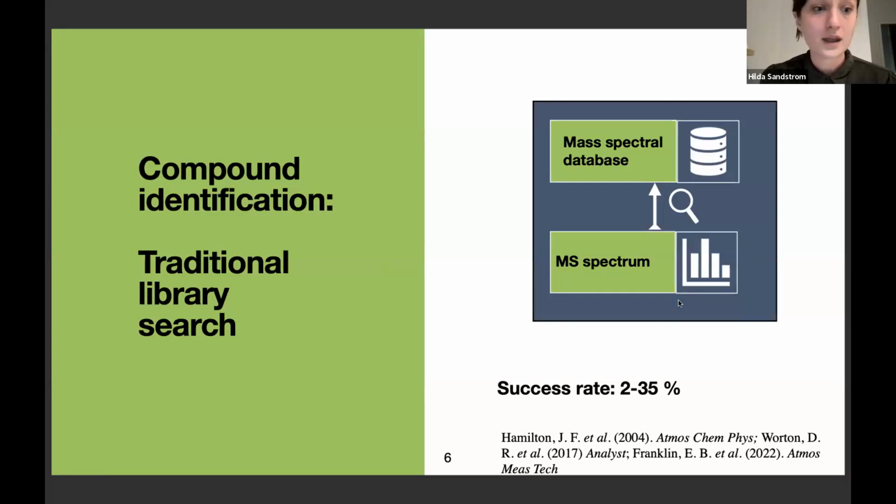is identified. And when I did a literature search to survey the success rate of this approach in atmospheric chemistry, the reported success rate is between 2 to 35%. I found 3 different studies that looked at samples of aerosols collected in field campaigns. And in all 3 studies, about 100 different compounds were identified, and the difference in percentage that you see is based on the estimated total number of compounds that they thought they had in their samples. So this is the baseline that we would like to improve upon with machine learning.